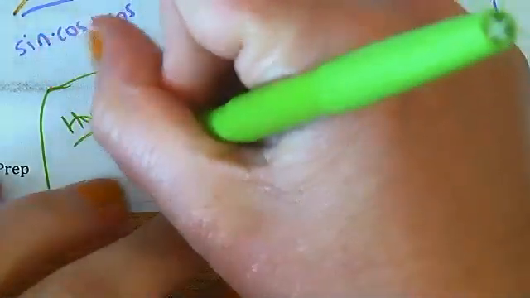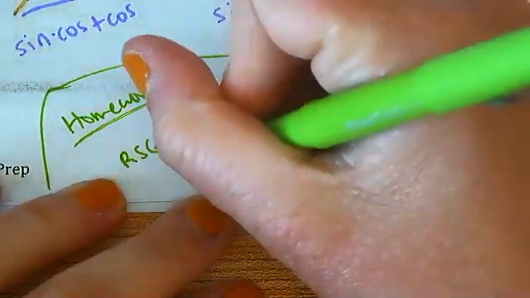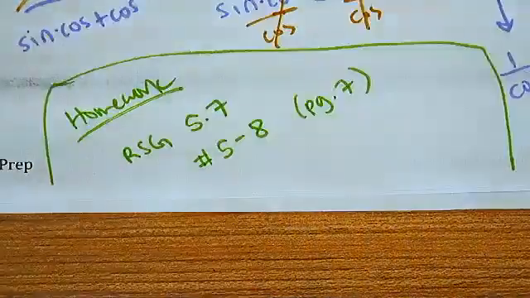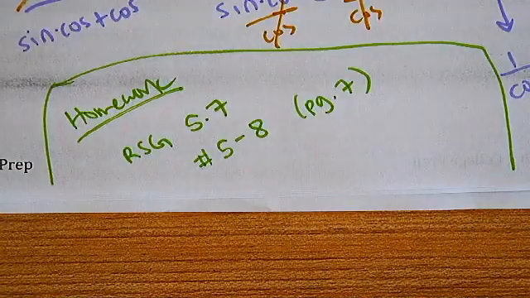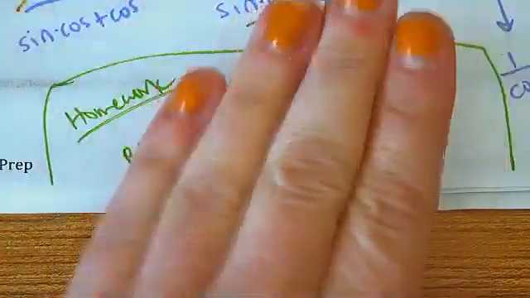So homework tonight is RSG 5.7, and you're gonna do only numbers 5 through 8. And this is on page 7 of the RSG packet. So that's literally 5, 6, 7, 8. 4 problems. You can do this.